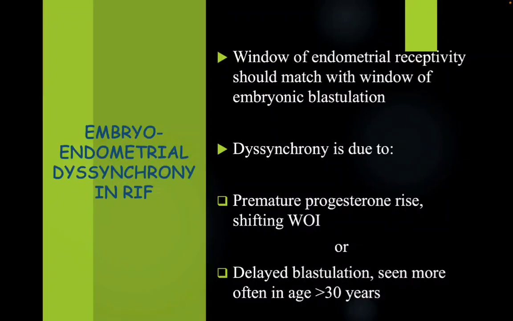Second thing is delayed blastulation. As the patient starts aging, anything more than 30, the blastulation becomes delayed. Sometimes even on day 7, we won't be able to see the blastulation happening. So whenever there is advanced age, there are chances of delayed blastulation. The window of implantation opens and closes, but our embryo is still not ready. So these things lead to embryo endometrial dysynchrony, ultimately leading to RIF.